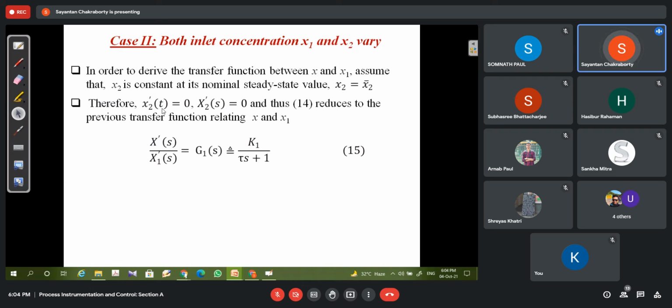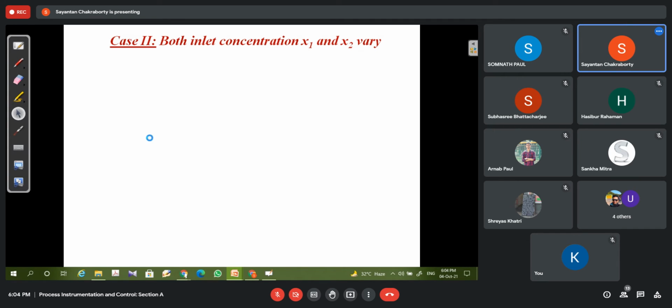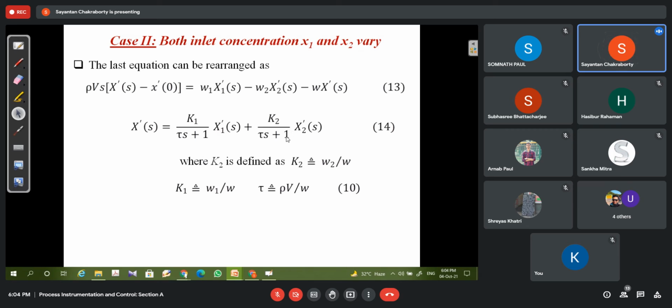Okay, because your x2 prime of t is 0, so x2 prime of s is 0. Therefore, this term will become 0. So already this term will be there.